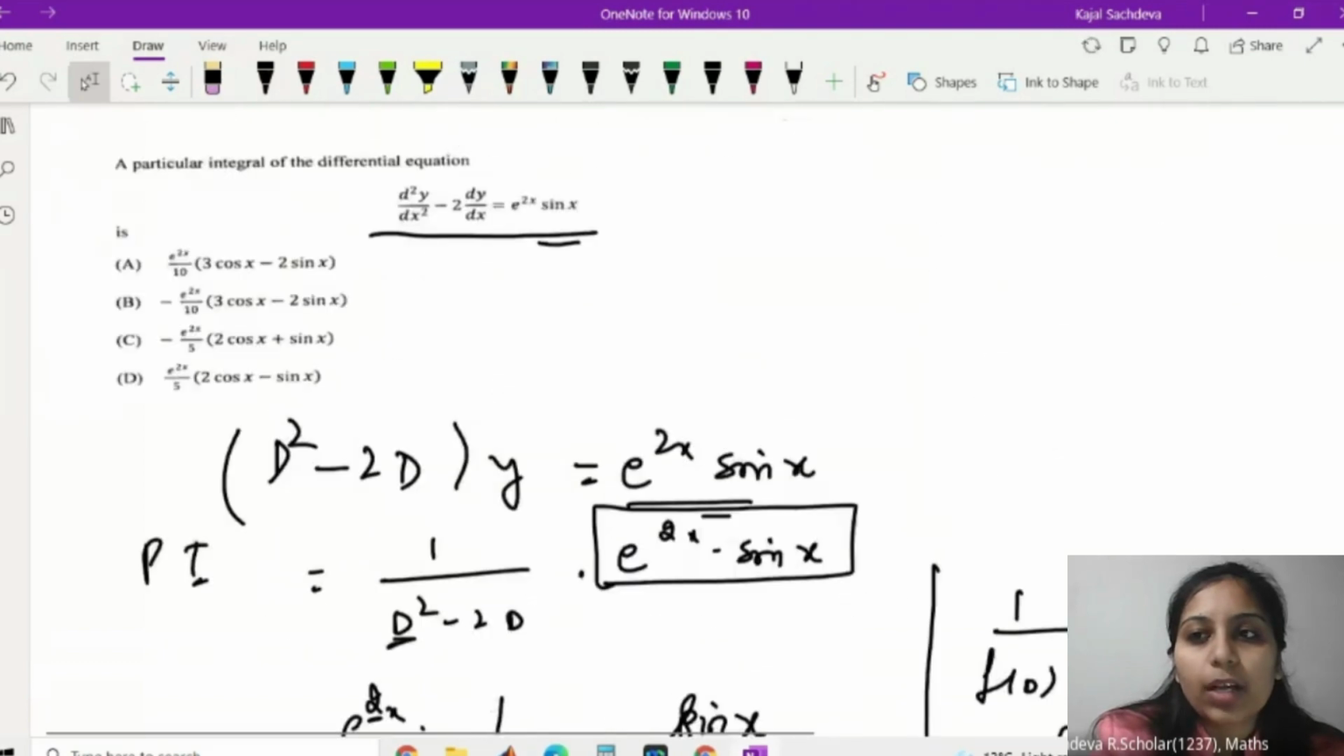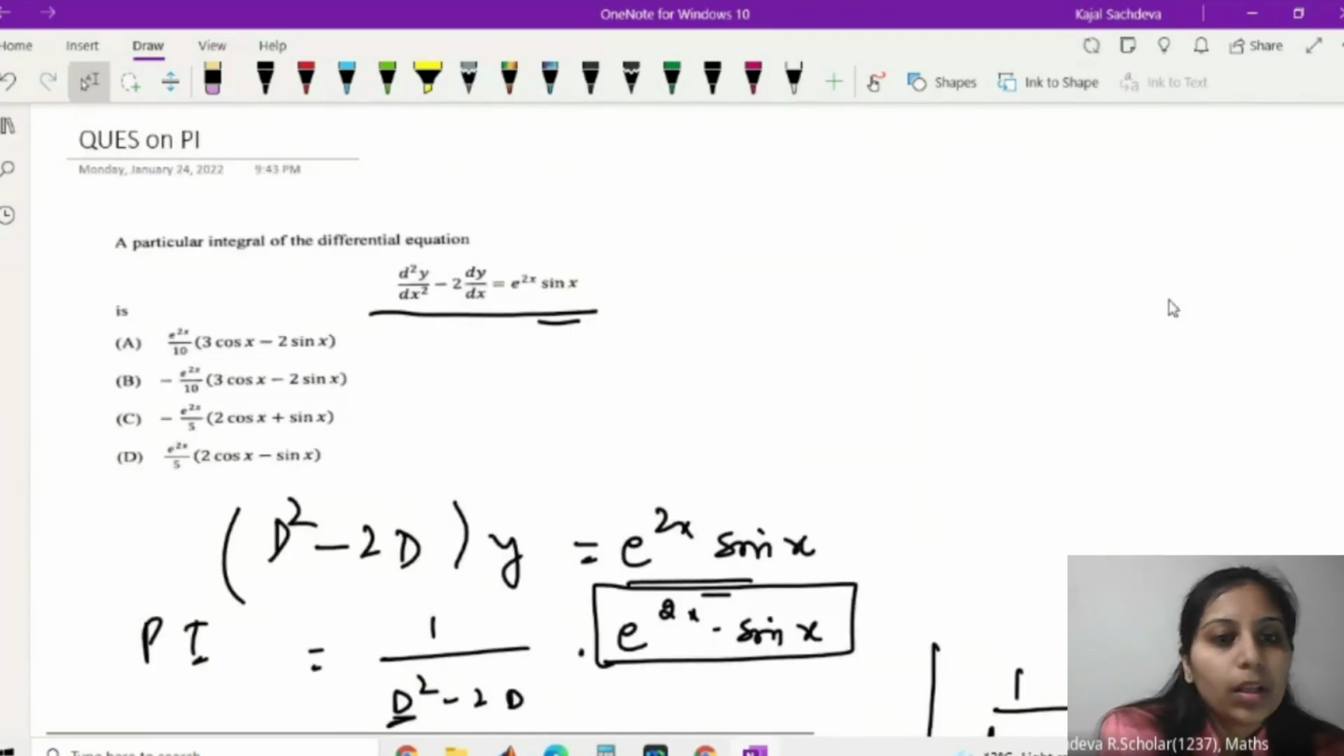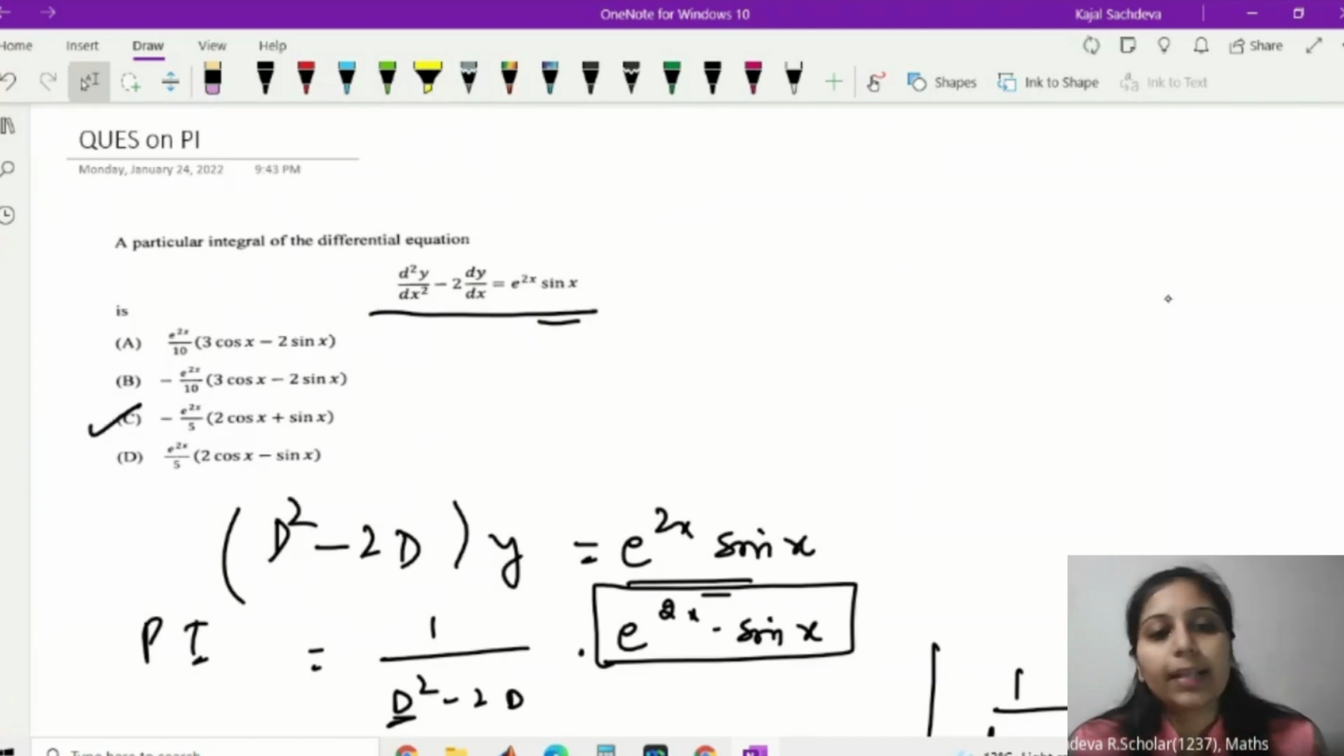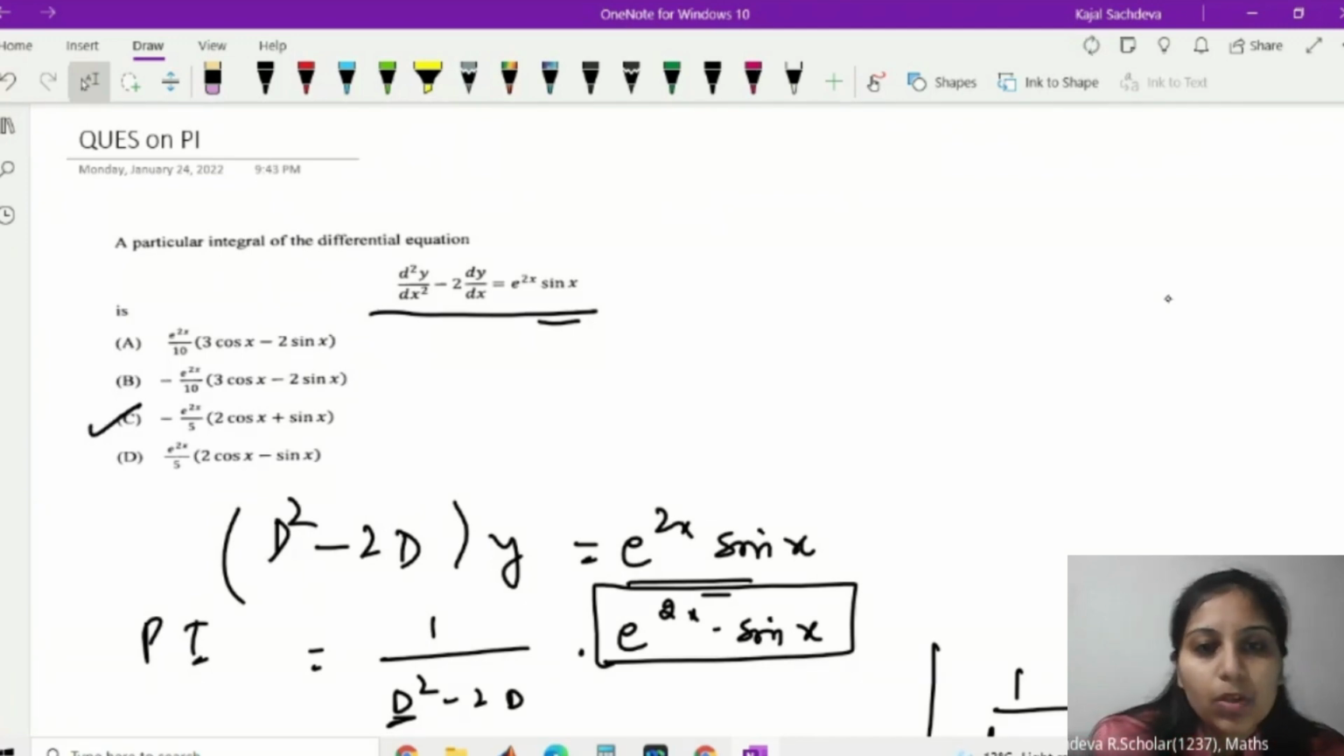Let's match with our answers. Minus e raised to power 2x upon 5, 2 cos x plus sin x. So C is the correct answer in this case. So if anyone has any query regarding today's lecture about linear differential equations with constant coefficients, then now they can ask.